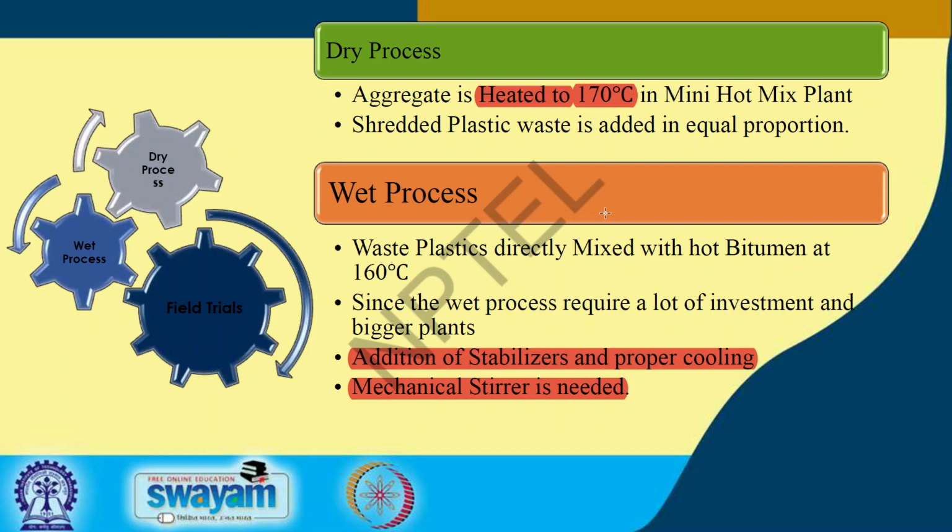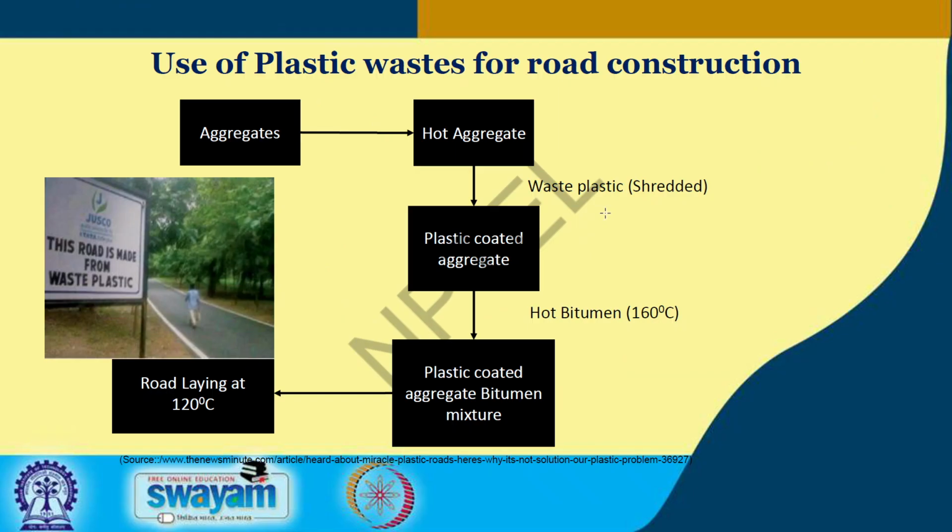So we have two processes of plastic road making. One is the dry process, one is the wet process. In the dry process, we are heating up to 170 degrees Celsius. In the wet process, we are mixing at 160 degrees Celsius, and it requires a lot of investment and bigger plants. Addition of stabilizers and proper cooling techniques are required for the wet process, and mechanical stirring is also required.